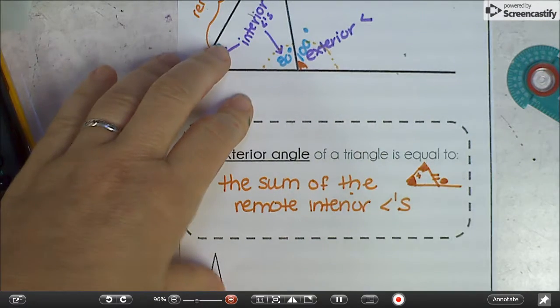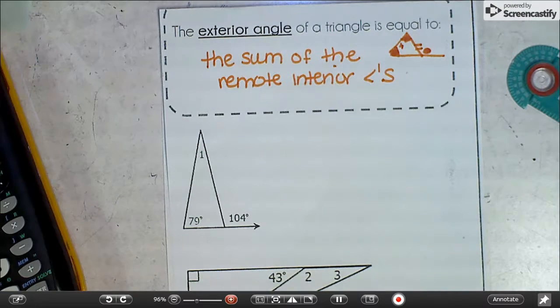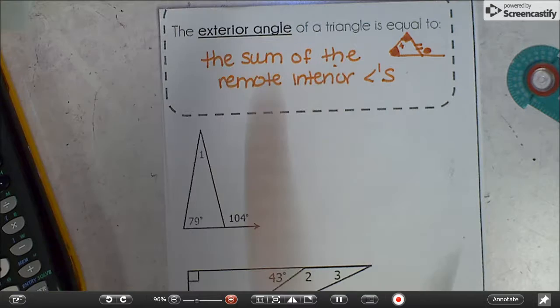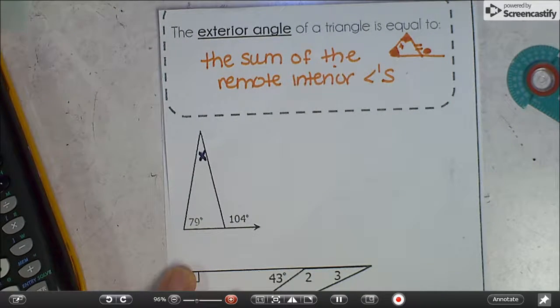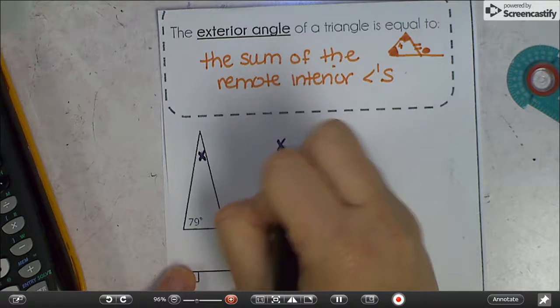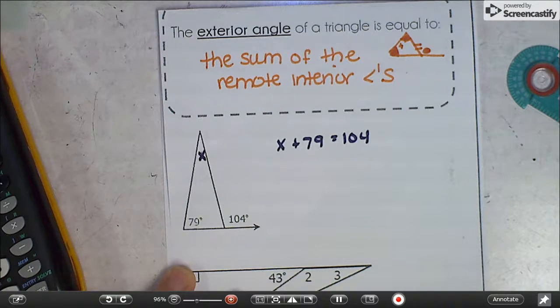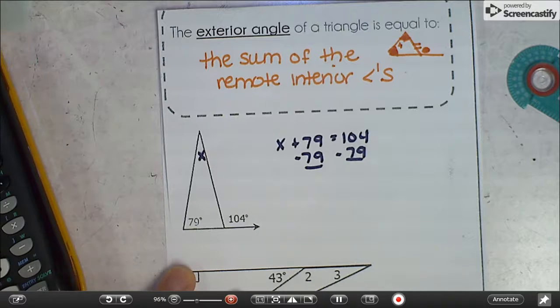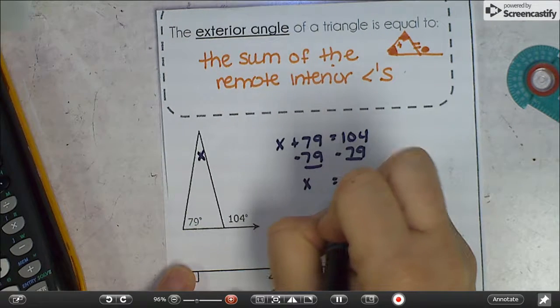All right, we're going to do a couple examples, some easier, some not so easy. All right, so the first one. The sum of the remote interior angles is equal to the exterior angle. So angle 1, I'm going to change that to an x, because we don't know it. X plus 79 equals 104. So to find that other remote interior angle, we would do this. So x equals 25.